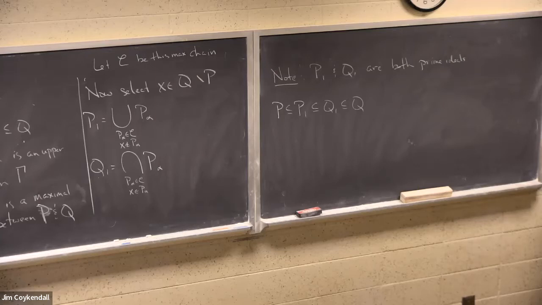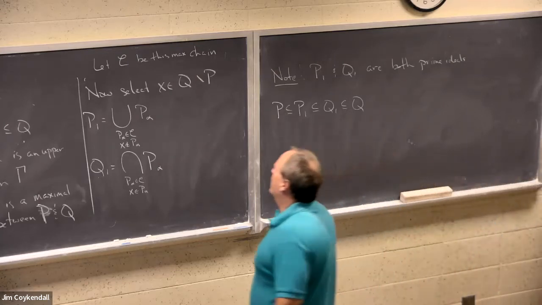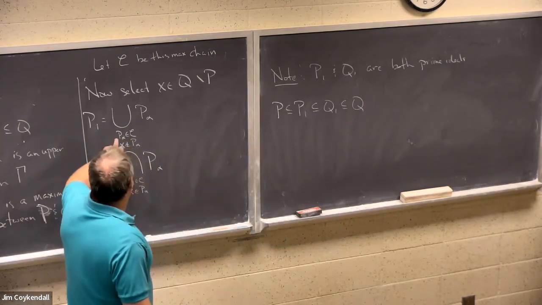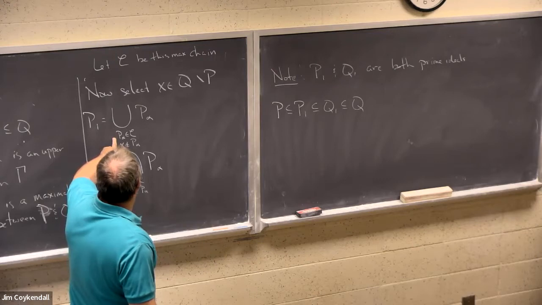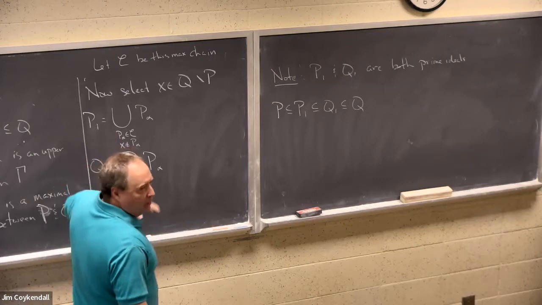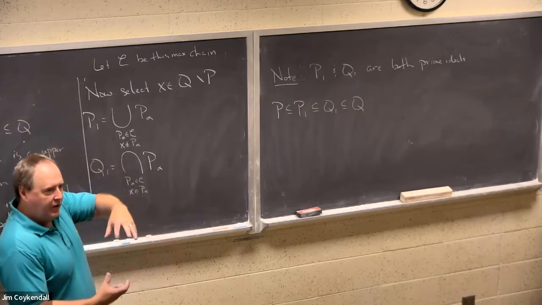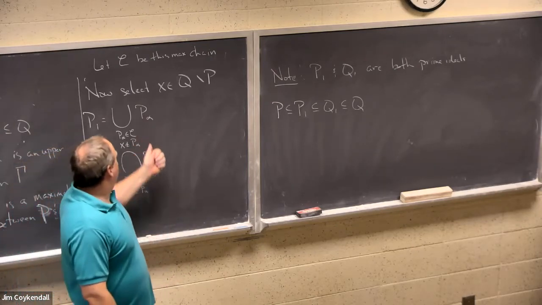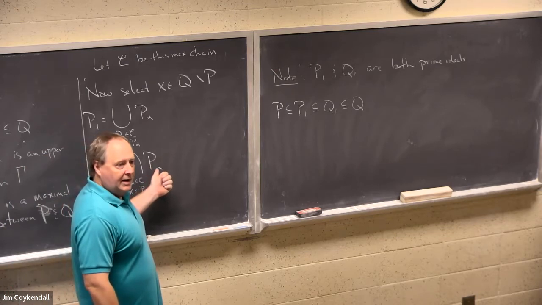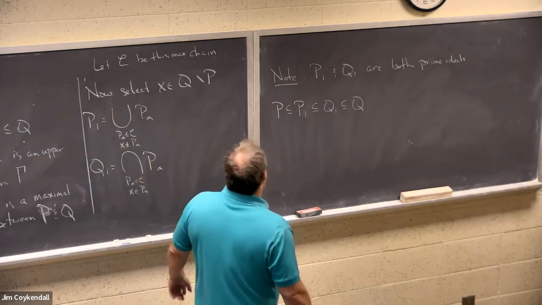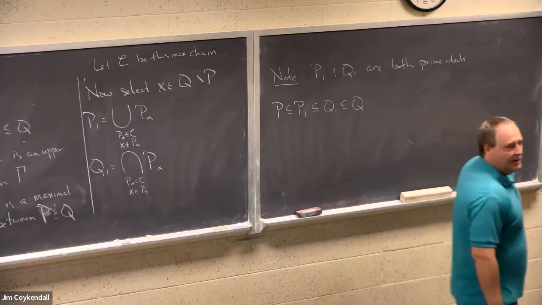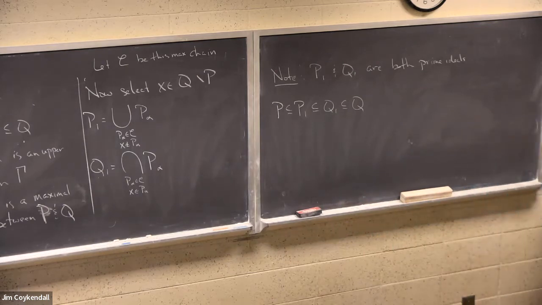Why is P1 contained inside of Q1? Well, it's because it's a chain. So notice, P1 is the union of all primes that don't contain X, so you grow it up as large as you can to not take X. Q1 is the intersection of primes that do contain X. So given any two primes in this chain, they're comparable, and so you get this containment right here. So why is it strict?